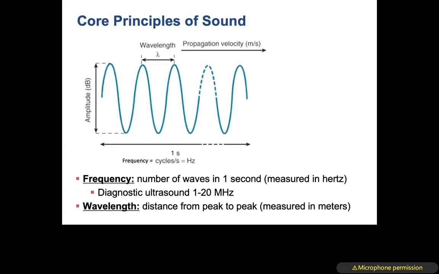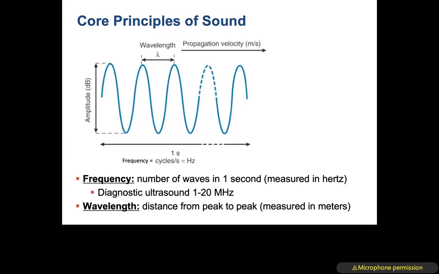So let's review the core principles of ultrasound. There are a couple terms we'd like to review. Amplitude is going to be the height or the brightness or how loud that ultrasound beam is. Ultrasound is a wave that travels through different mediums, and that wave has both a frequency and a wavelength. The frequency is the number of waves in 1 second, measured in hertz. Diagnostic ultrasound is much higher frequency than our hearing, at 1 to 20 megahertz. The wavelength is the distance from peak to peak, and this is measured in meters.